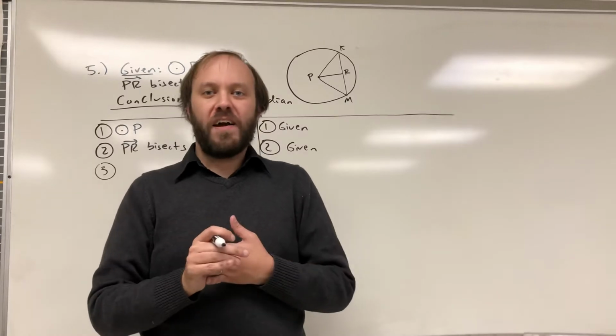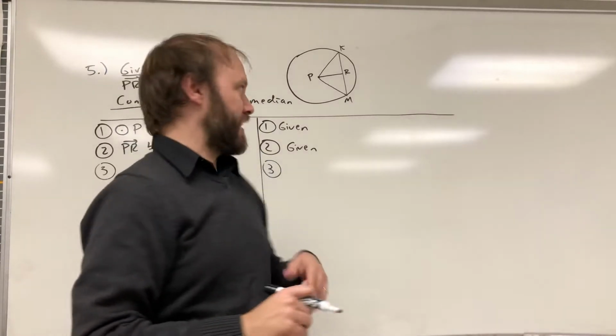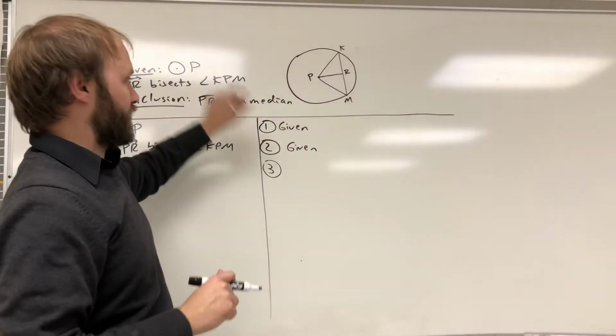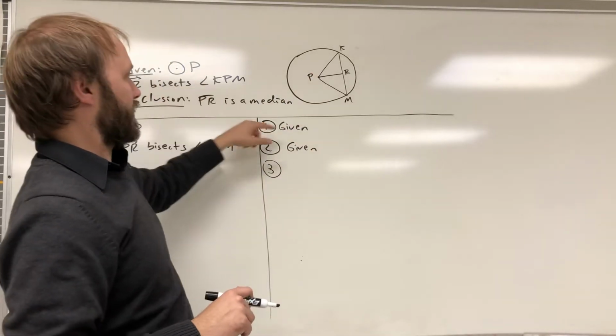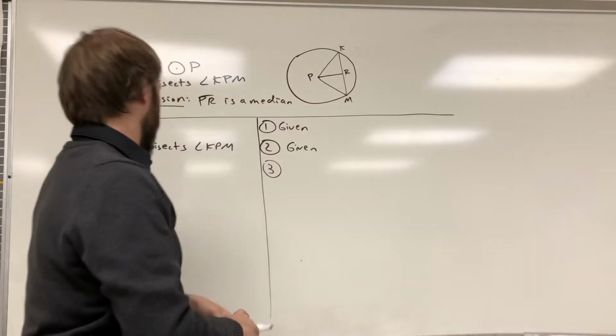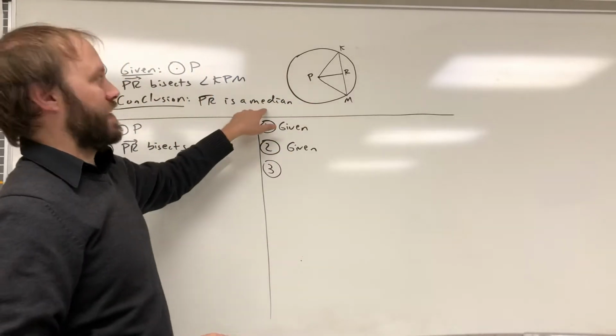This is proof number 5 from the chapter 3 review. If you take a look here, they tell me that I have circle P, so that's the center of the circle, and PR bisects angle KPM. I'm trying to prove that PR is a median of this triangle.